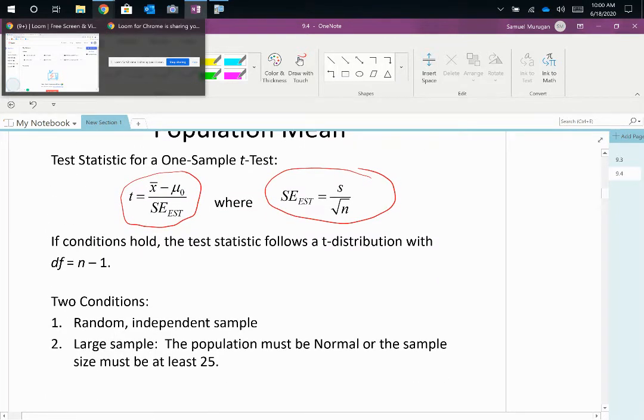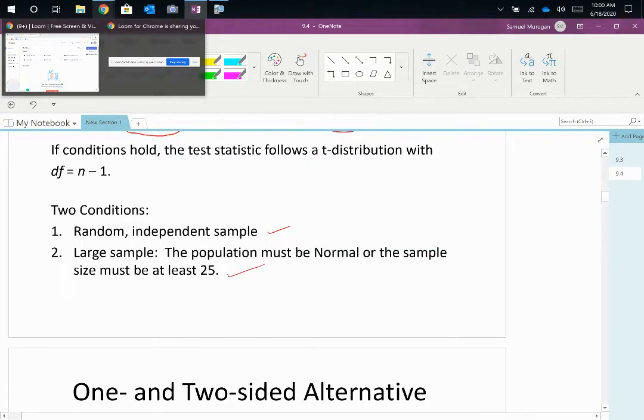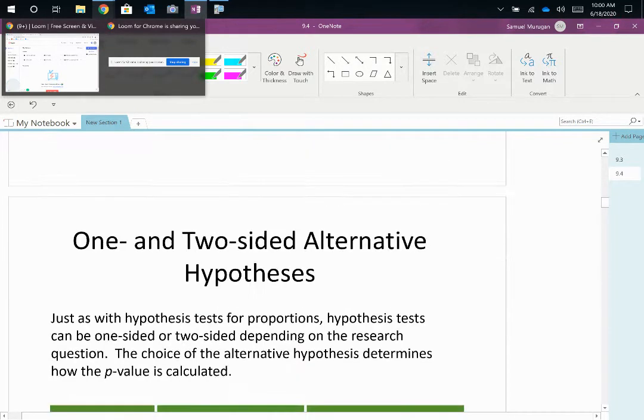There are 2 conditions, of course: random independent sample and large sample. The population must be normal, or the sample size must be at least 25. Okay, those are the main conditions for using hypothesis testing.